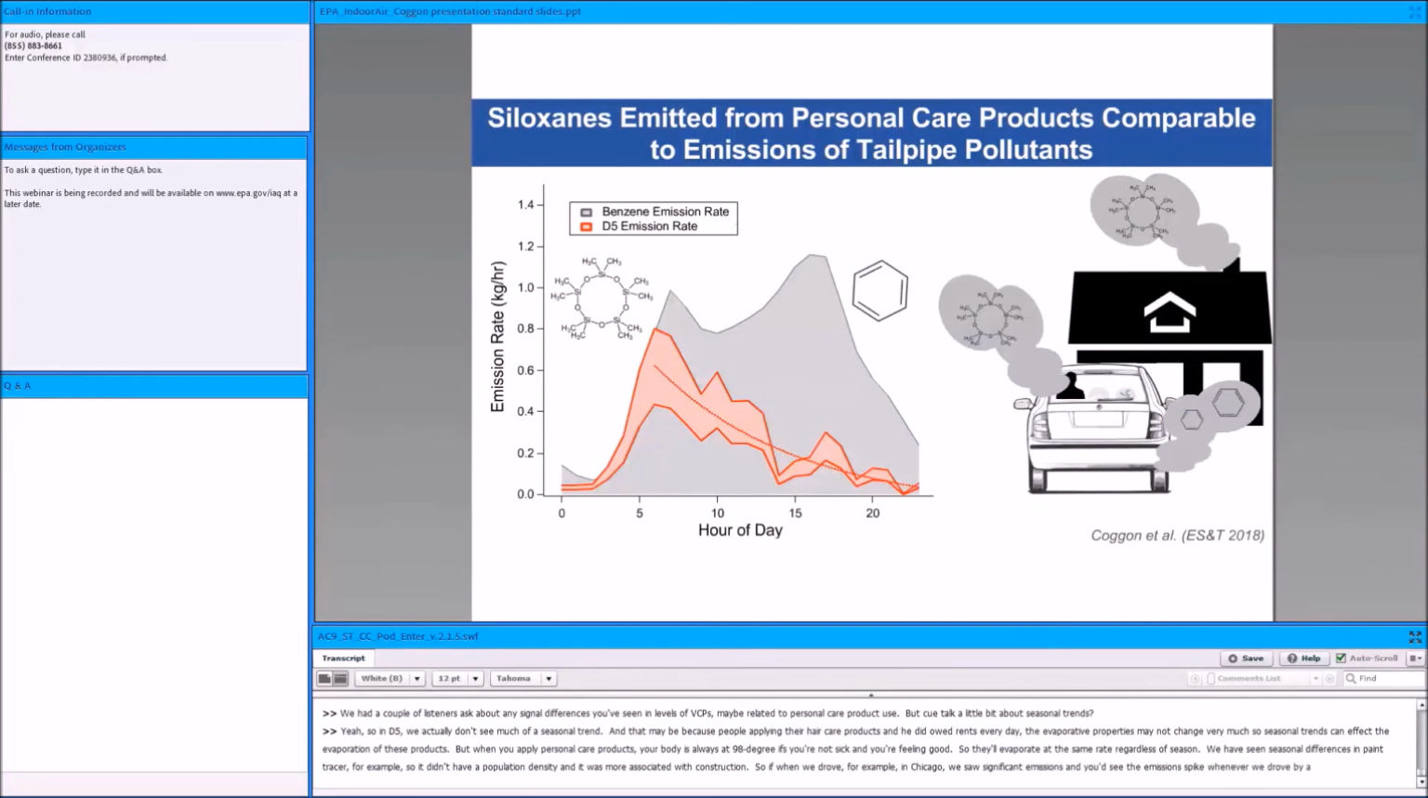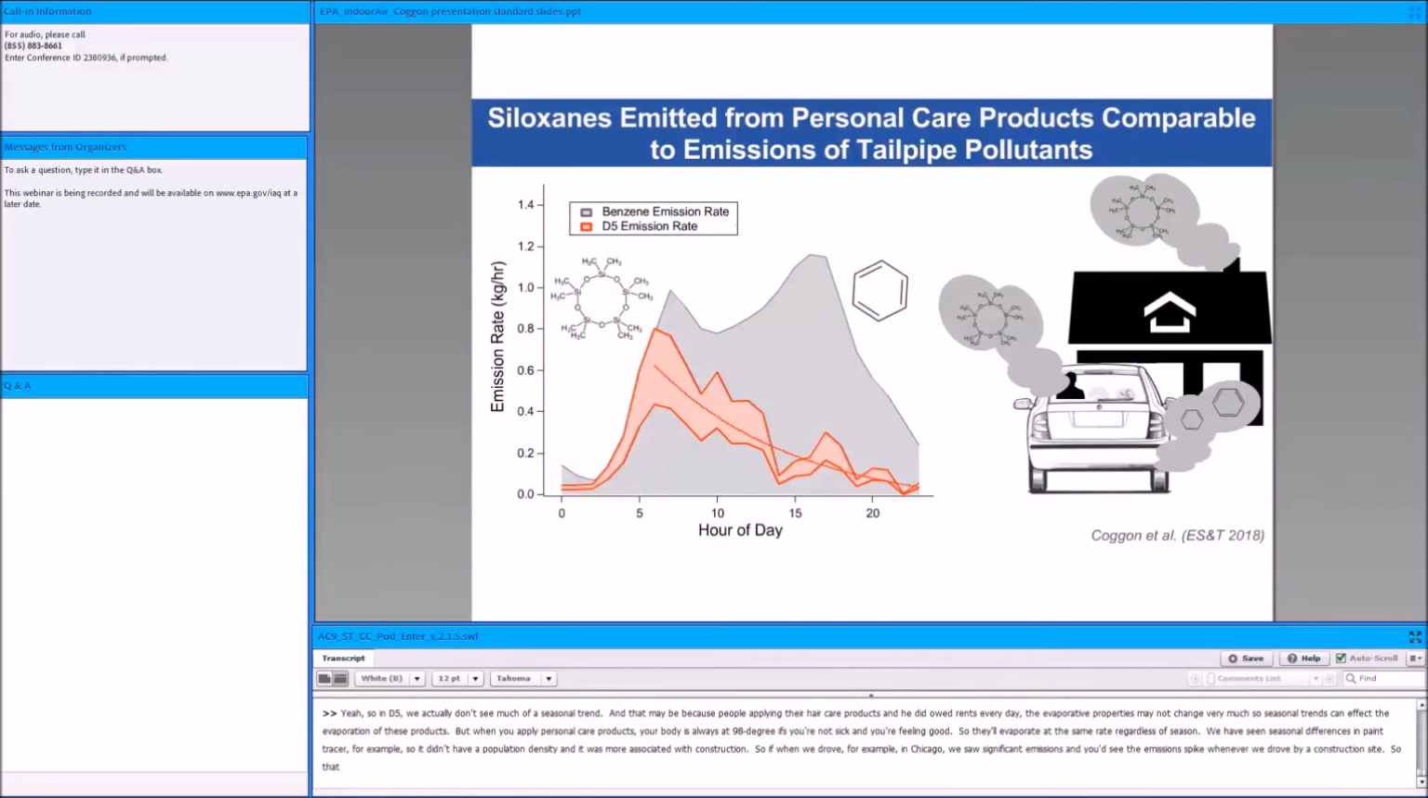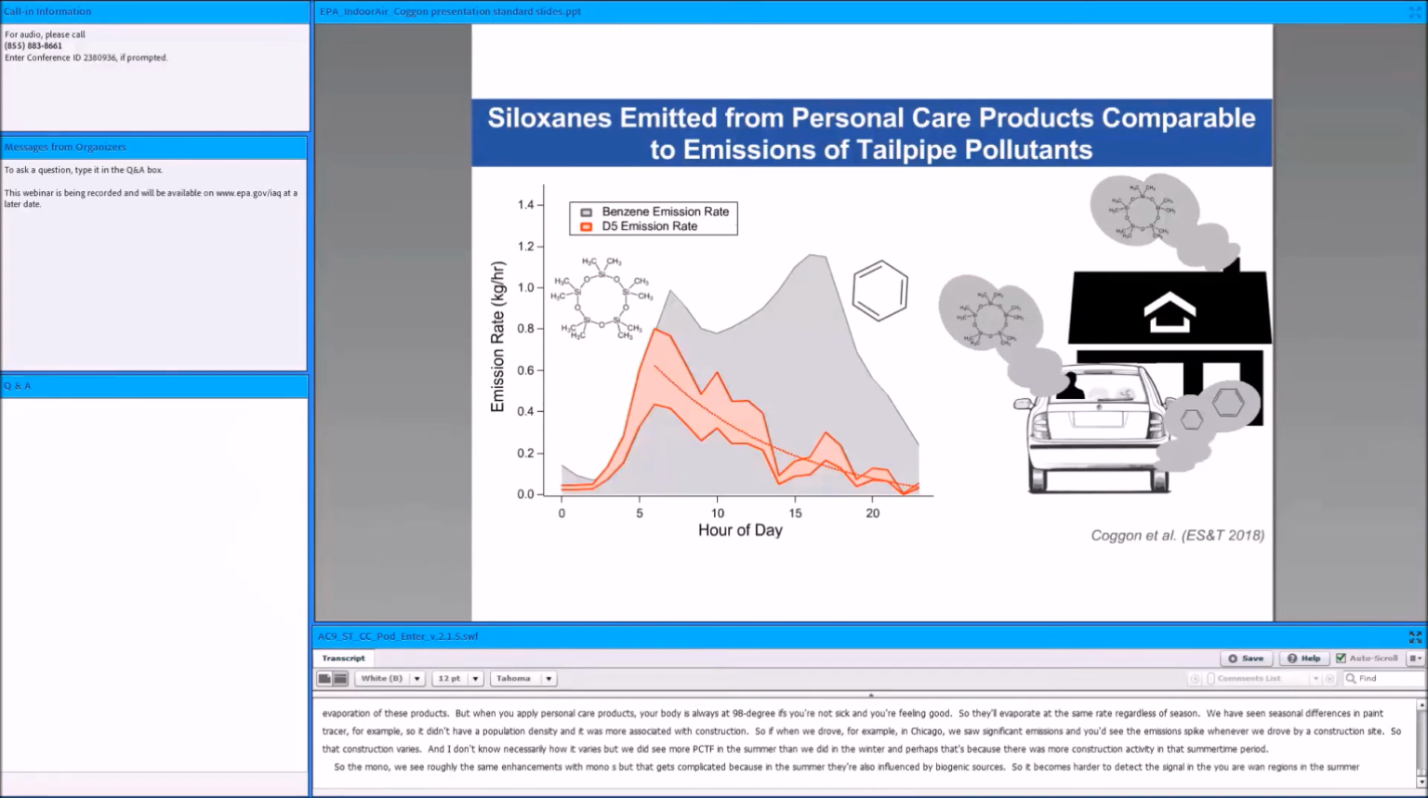And so that construction varies, and I don't know necessarily how it varies, but we did see more PCBTF in the summer than we did in the winter, and perhaps that's because there was more construction activity in that summertime period. For the monoterpenes, we see roughly the same urban enhancements, but again, that gets complicated because in the summer, monoterpenes are influenced also by biogenic sources. So it becomes harder to detect the anthropogenic signal in urban regions in the summer. So that has some complications there.